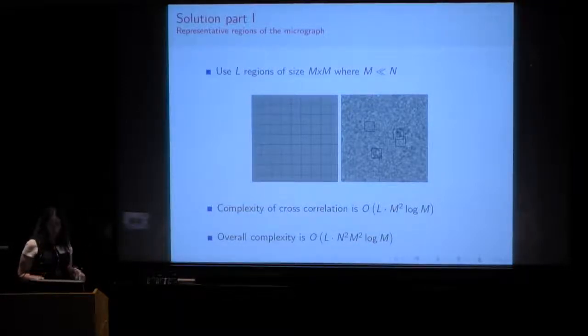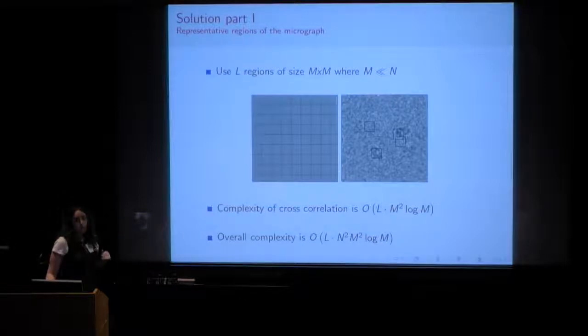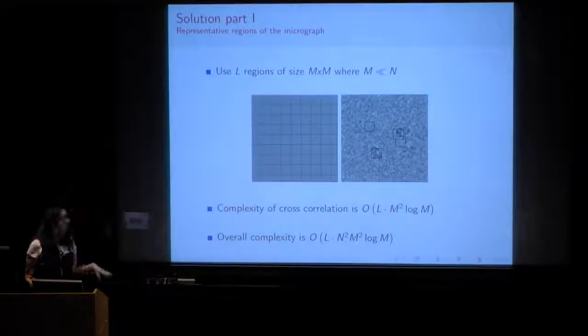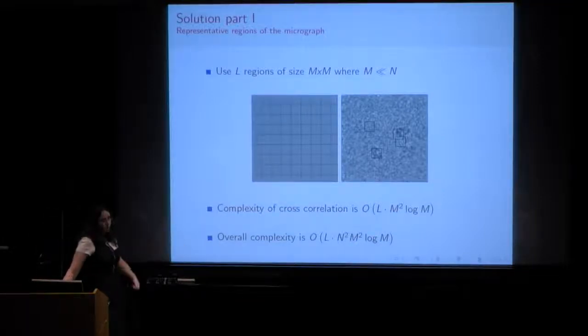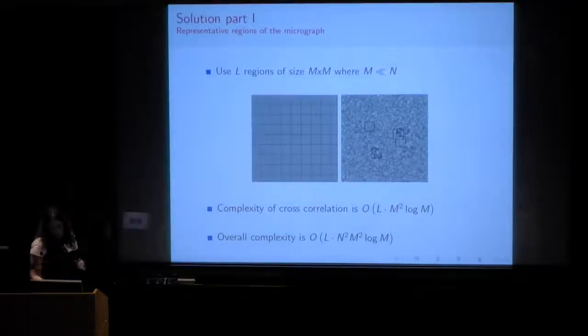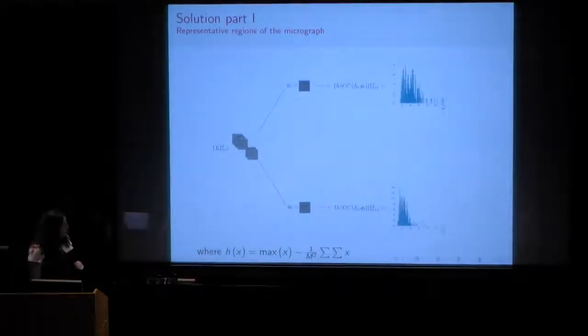So now what we're going to do is take L windows, usually about 200 or 300 windows, each of them a few tens by a few tens of pixels, and cross-correlate with our query window. Now the complexity of the cross-correlation, which had been n squared log n, is L times m squared log m, but it's much lower because m is now a few tens instead of a few thousands. And once again, since we do it for every possible window in the micrograph, we need to do it n squared times this whole operation.